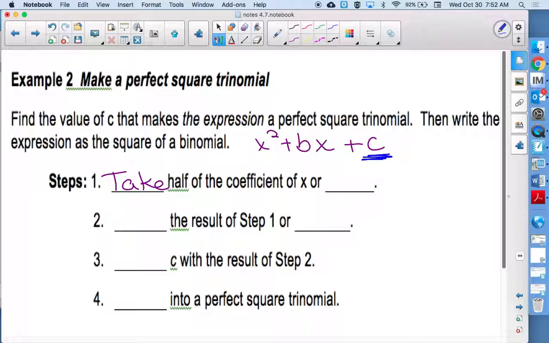So the first step is to take half of the coefficient of x. Well, the coefficient in front of x is b. So we're taking half of that. We're going to take the middle number and cut it in half. The reason I'm cutting it in half is because it goes in both my parentheses. And if I have half of something plus half of something, it makes a whole. Again, that's why we're cutting it in half. So find the result of step 1, or let's say square the result of step 1.